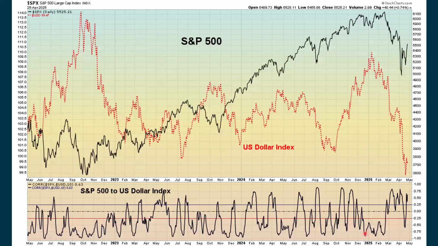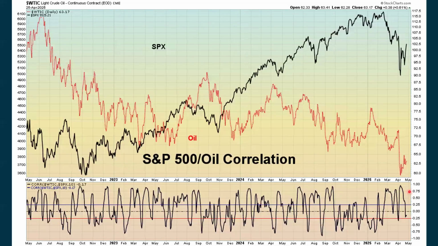And we look at some correlations between stocks and the dollar. Slight tendency to go in the same direction. And lately that's been down. But if this can bounce back up and the dollar can see a rebound, we would see this relationship get even stronger. The correlation between stocks and oil, still neutral.